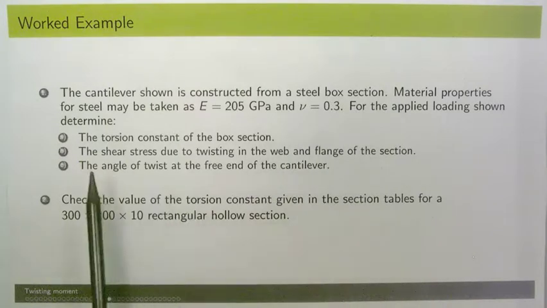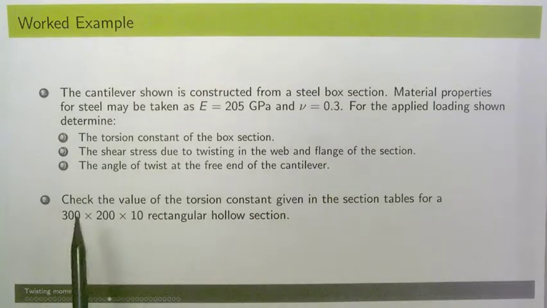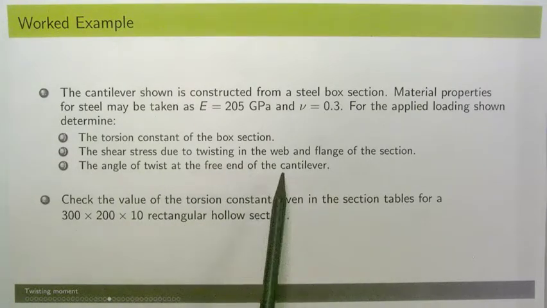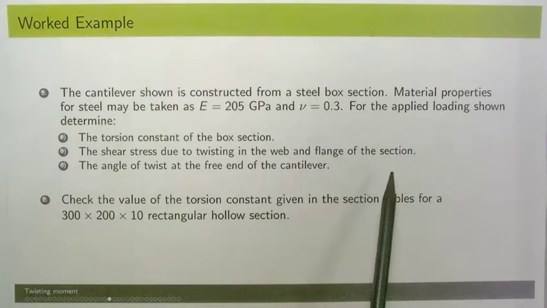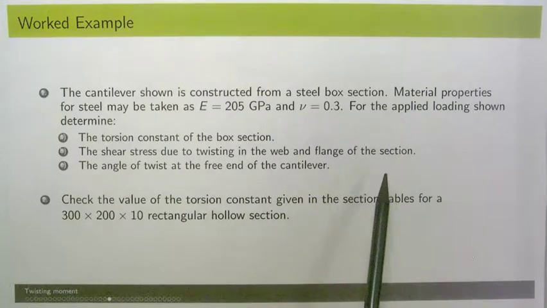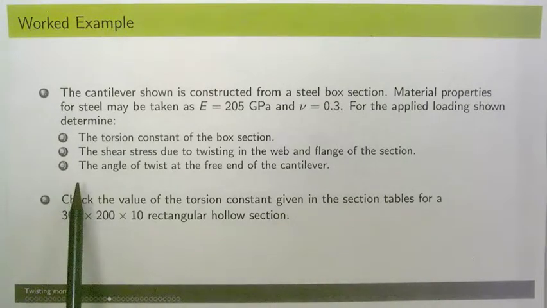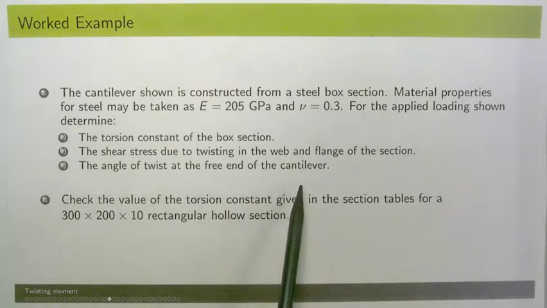So the steps that we're going to look at: we're going to calculate the torsion constant of the box section, which is really very straightforward. We're then going to calculate the shear stress due to twisting in the web and also the flange of the section. These have different thicknesses, so they'll have different shear stress values, even though the shear stress across the thickness in both cases is assumed to be the same value. And then finally, we're going to calculate the amount that the free end of the cantilever twists.